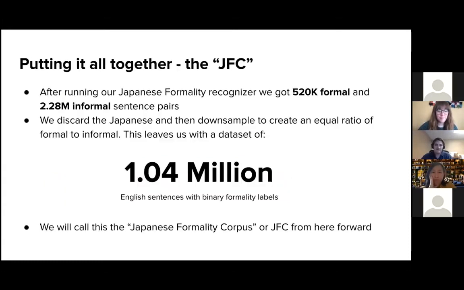Cool, so now we have all these components. So we put it all together. We run our Japanese formality recognizer. We get 520,000 formal and 2.28 million informal sentences. We discard the Japanese and then downsample. And that leaves us with 1 million English sentences with binary formality labels. So I'm going to call this the Japanese formality corpus, even though it's in English. I understand it's a bit of a misnomer. So this is the JFC.